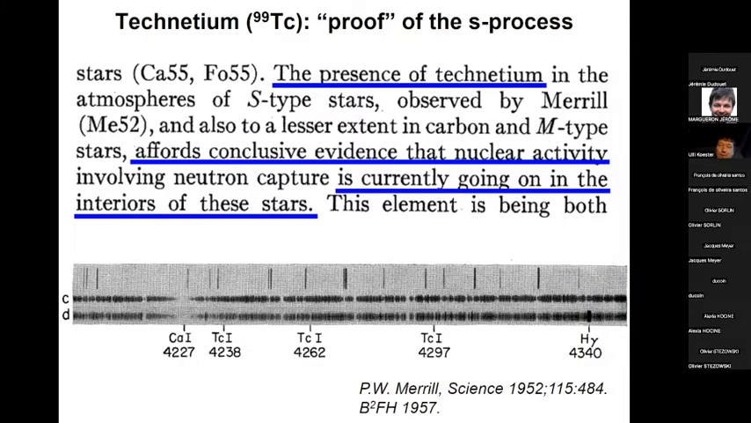Now let's have a look at the importance of technetium in nuclear astrophysics. When technetium, which does not have any stable isotopes, was detected in optical spectroscopy, it was immediately clear that this is a direct evidence of ongoing nuclear activity in the interiors of the stars. So this discovery, beginning of the 50s, was already an important contribution to the landmark paper of B²FH in '57.